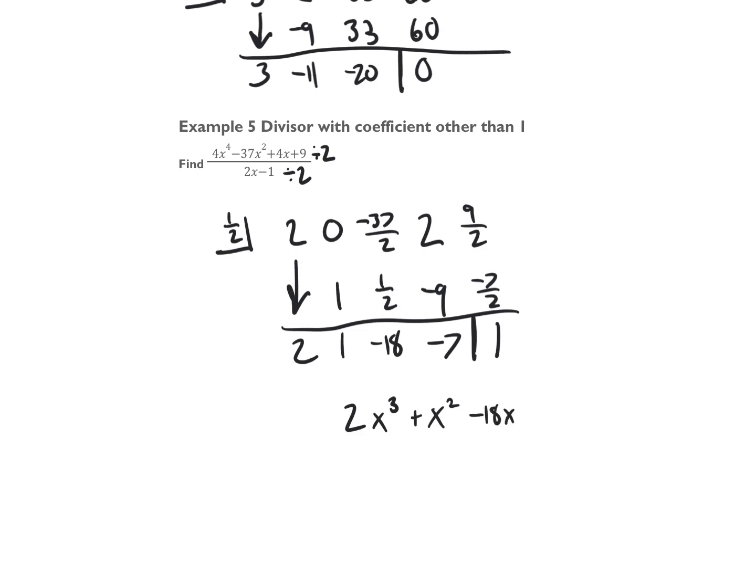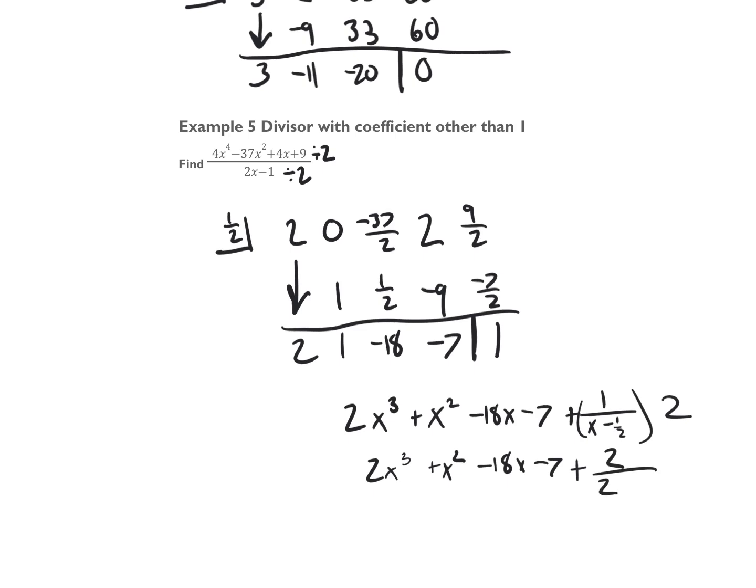Minus 18x minus 7, and then we have our remainder, 1 over x minus 1/2. Now, I want to get rid of that 1/2. So in order to do that, I need to multiply that by 2. So this is 2x cubed plus x squared minus 18x minus 7 plus 2 over 2x minus 1.